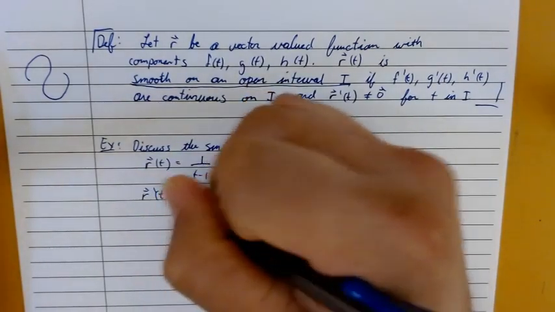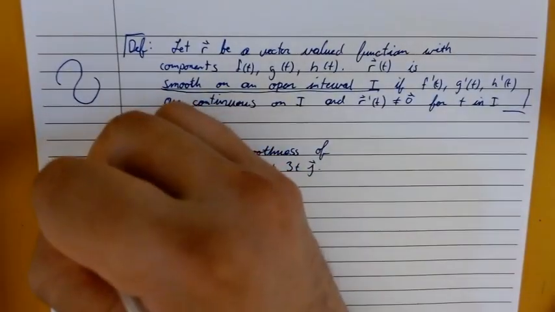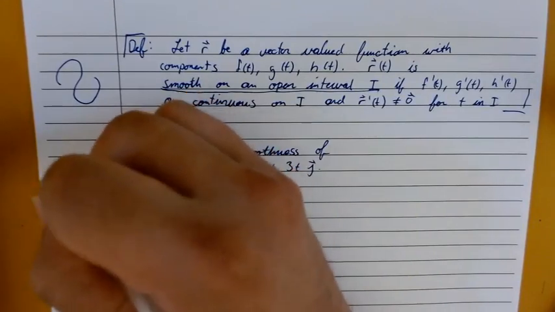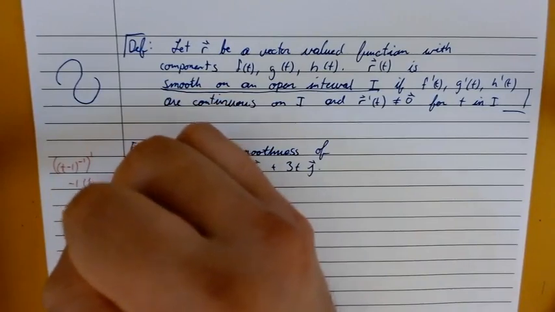r prime of t is equal to, in here, let's do this off to the side. That's t minus 1 to the minus first power. So if I take the derivative, take my 1, bring it down, subtract 1 from the power.